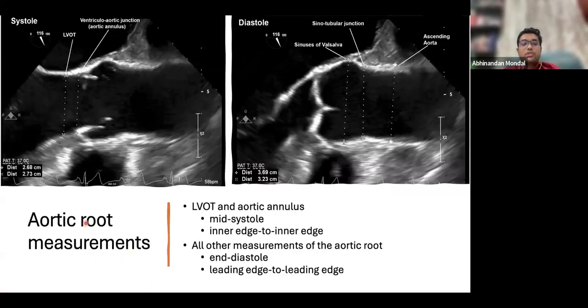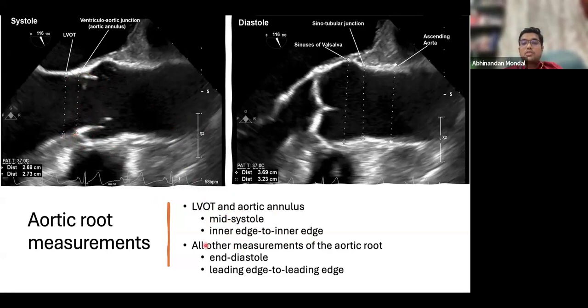Now, aortic root measurements. This is a very common thing where everybody makes mistakes. What are the aortic root measurements, what are the correct methods, and from where should we take them? Always remember, on the left side of your image, that means into the LV cavity, whatever measurement you take from your aortic annulus and your LVOT has to be in mid systole, and it has to be from inner edge to inner edge. That means it has to start from here up to here.